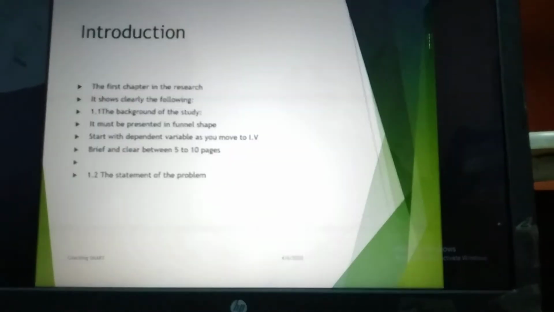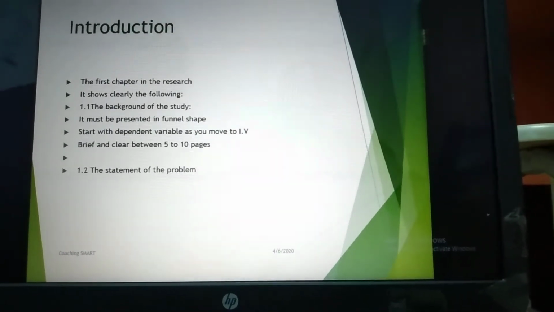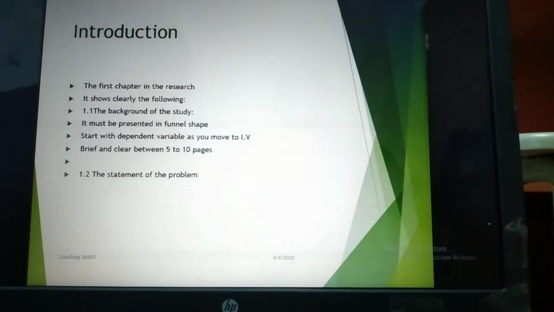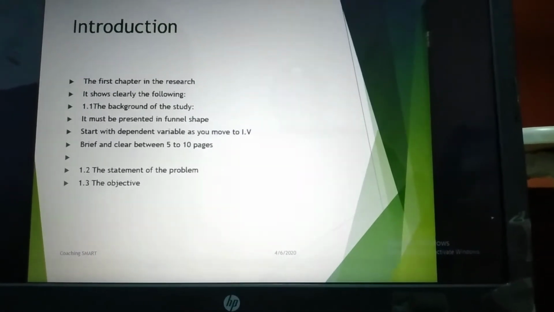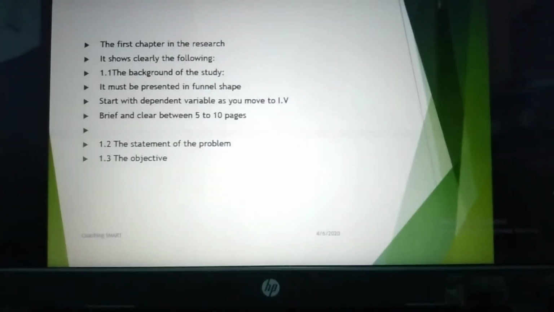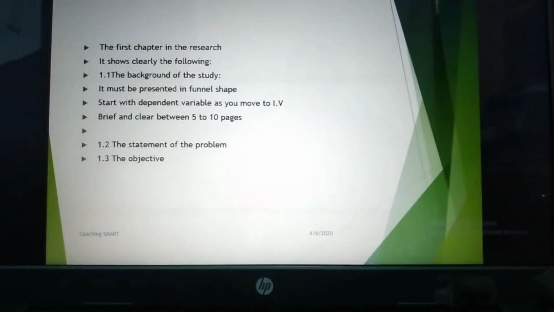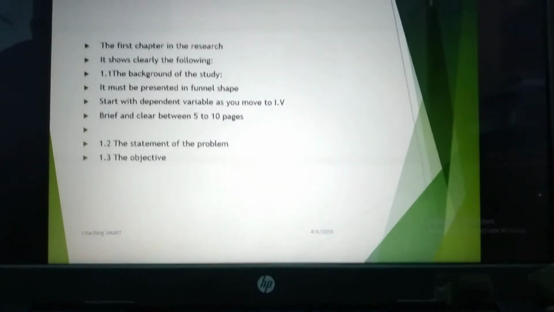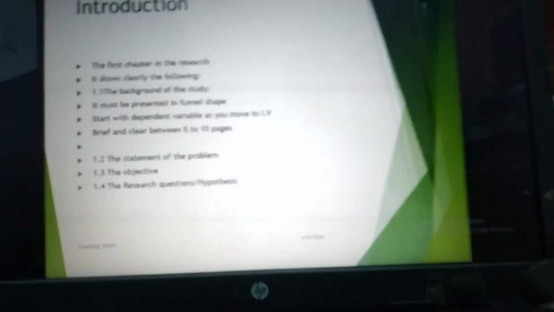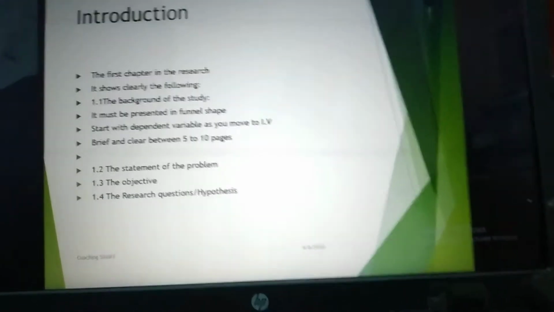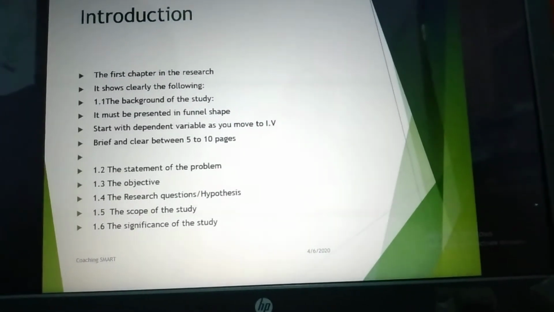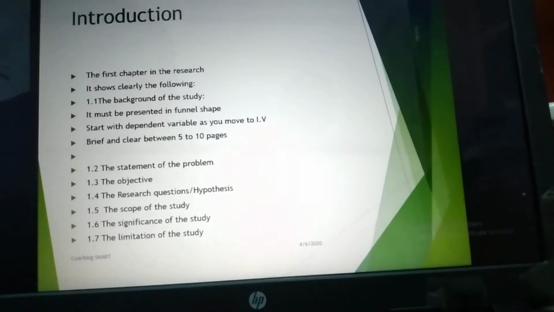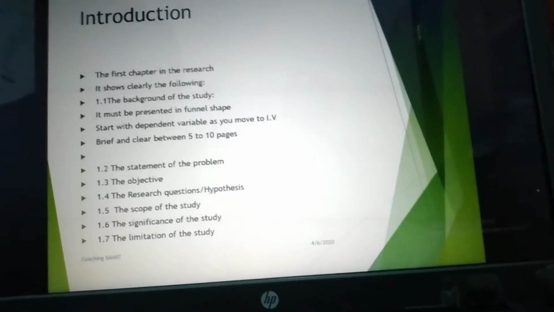Next, statement of the problem. Now, in the statement of the problem, it's normally given 1.3, the objectives, 1.4, the research question and hypothesis, 1.5, the scope of the study, then 1.6, the significance of the study, 1.7, the limitations of the study.